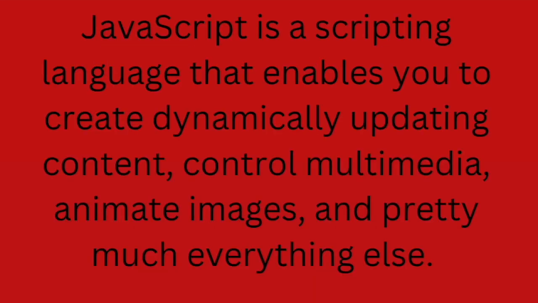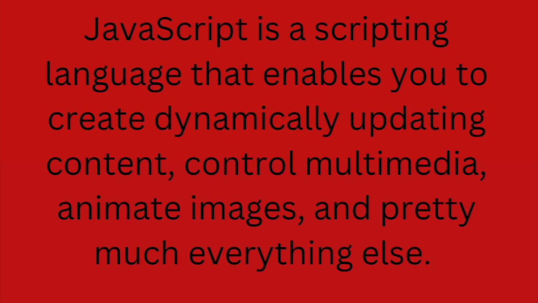JavaScript is a scripting language that enables you to create dynamically updating content, control multimedia, animate images, and pretty much everything else. Now, JavaScript is a dynamically typed language. What does that mean? When you declare a variable, you do not need to specify what type this variable is. For example, if a variable is of type number, you don't have to tell it that it is of type number, because the JavaScript engine infers what type this variable is based on the value assigned to it at runtime.